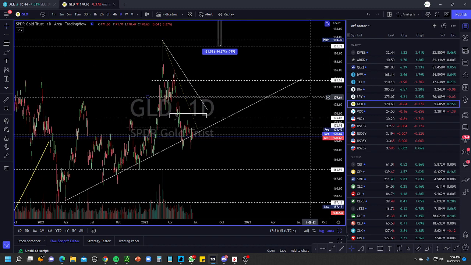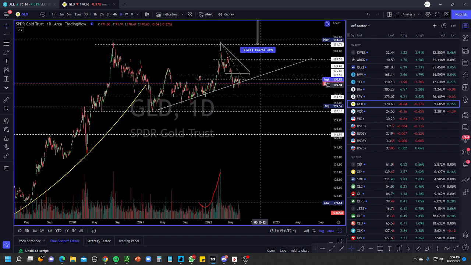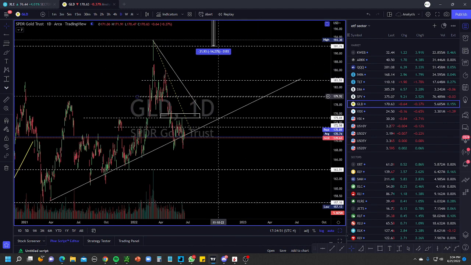Gold is supposed to be a hedge right now in this inflationary market. It doesn't look like that's the case right now. It is holding a higher level. We do need to get above 180 and push to maybe 185.